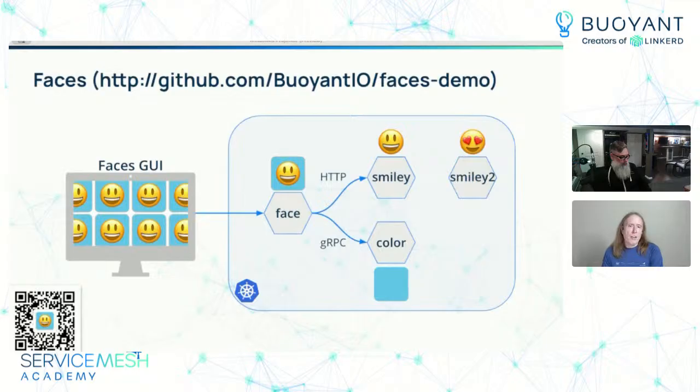In our demo today, we will have a smiley2 workload that returns a heart-eyes smiley, and a color2 workload that returns the green color. We're not using both of those at first, but we will be later on in the demo.